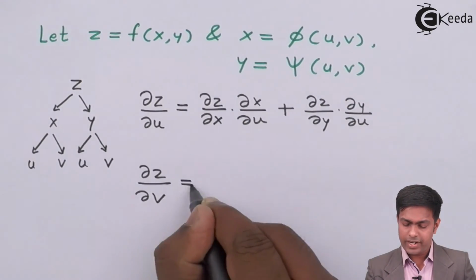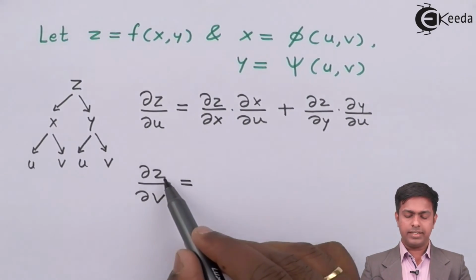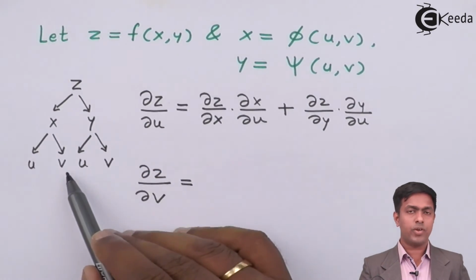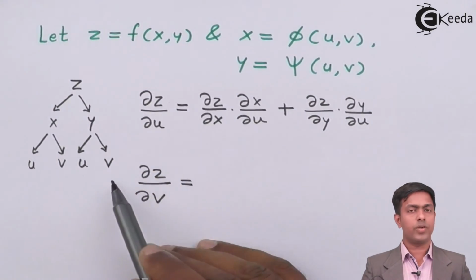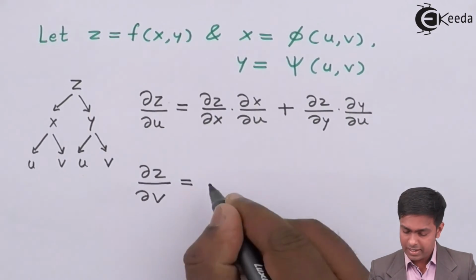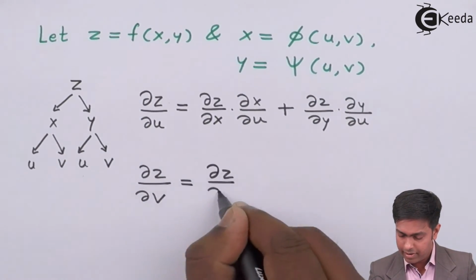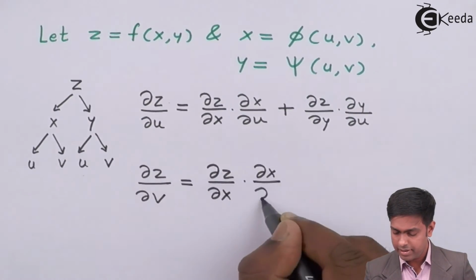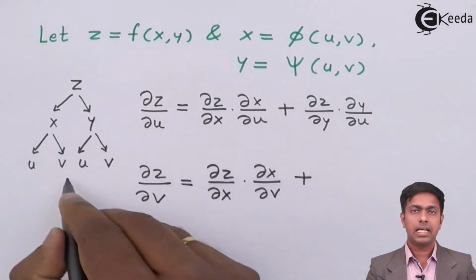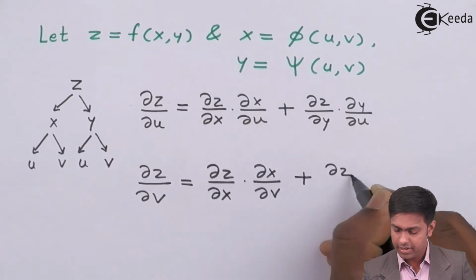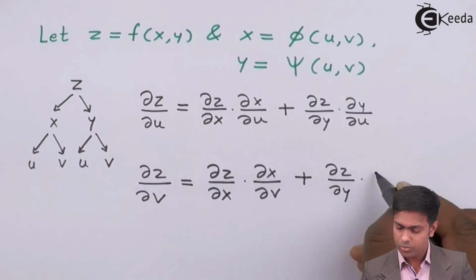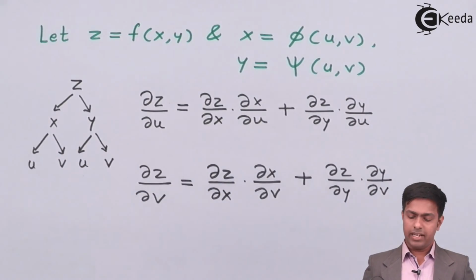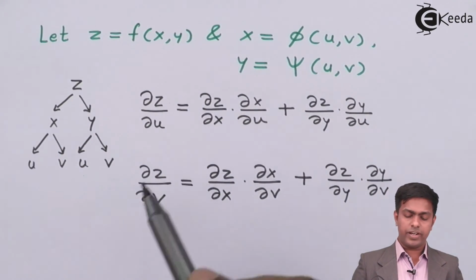Now let's find it out for del z by del v. So let's find the path. So z to x, x to v is one path, then z to y, y to v. So let's apply the chain rule. So del z by del x into del x by del v. So this is the first part. And the second part is del z by del y into del y by del v. So that is the second part. So guys, this is the value of del z by del v.